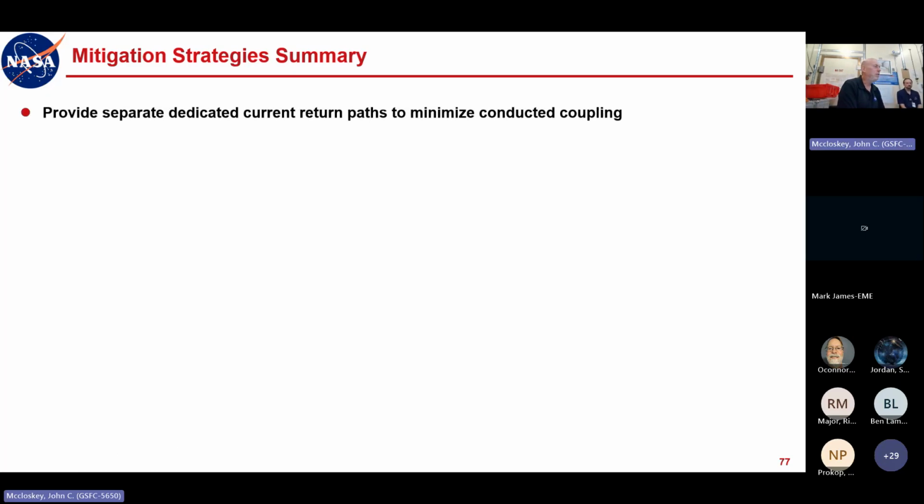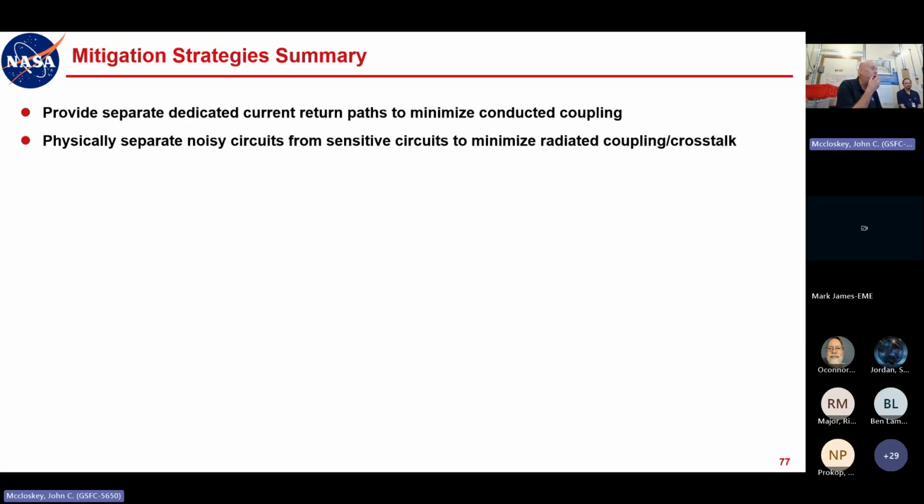For conducted coupling, the best thing you can do is provide separate dedicated current return paths. That's what you want to do to minimize conducted coupling. Certainly one of the first and probably least invasive things you can do is just separate your noisy circuits from your sensitive circuits. You may have physical limitations. If you're dealing with, say, a CubeSat or just something very small, there's only so far you can get with that. But that should at least be your starting point. When you know you've got some noisy stuff and some very sensitive things, don't put them right next to each other.